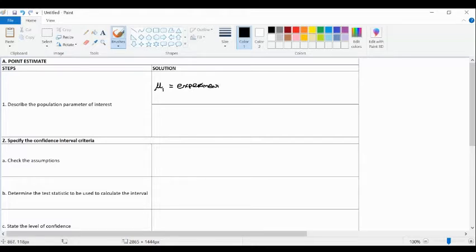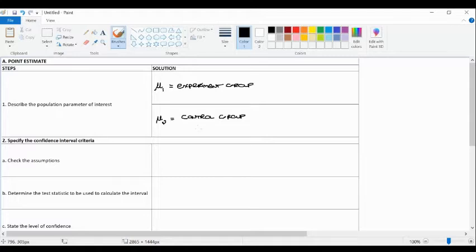Experimental group. For our second parameter of interest, which is mu sub 2, the population is the control group. Okay, so for our next step, we're going to specify the confidence interval criteria.